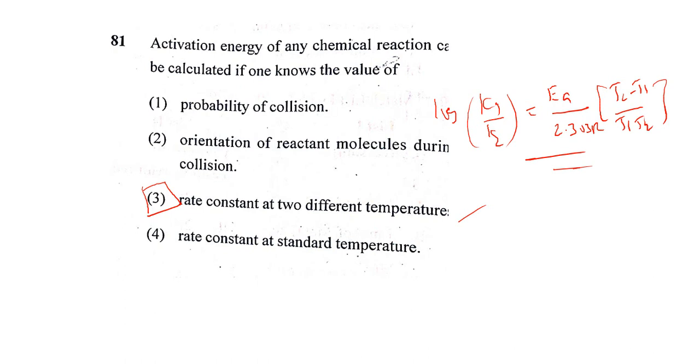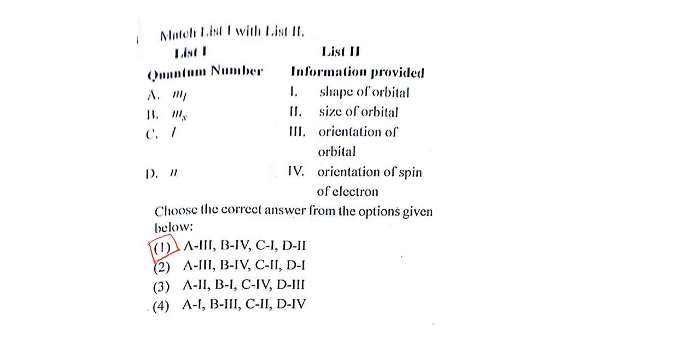Next question, 82. That is quantum numbers given in list 1 and list 2. We have shapes and information given. The first one is ml, the magnetic quantum number, which is related to the orientation of the orbital. ms, the spin quantum number, is the orientation of spin, whereas l, the orbital quantum number, is the shape of the orbital, and n is the size of the orbital. If you check all these things, the right option is A3, B4, C1, D2.